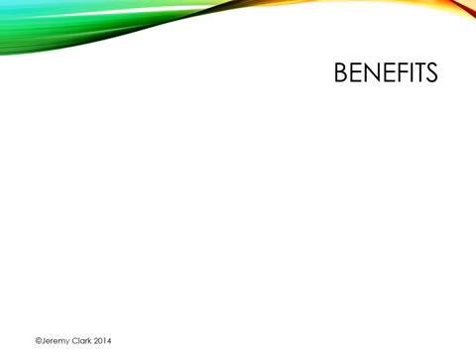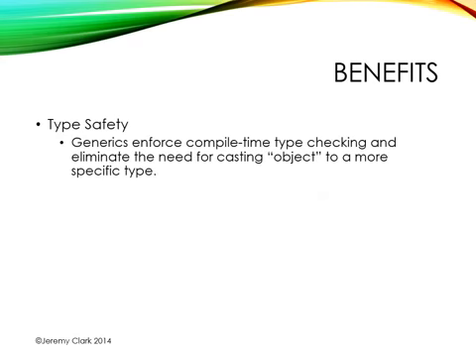Now, why do we care about generics? Well, there's a number of benefits. The number one benefit that we get, especially in collections, is type safety. Generics are a compile-time enforcement of the particular types that we're working with. If we're not using generics, a lot of times we're dealing with object, the most non-specific type that we have in .NET. And that means we're often casting to object or casting from object to a more specific type. When we have generics in place, we don't need to do that casting.